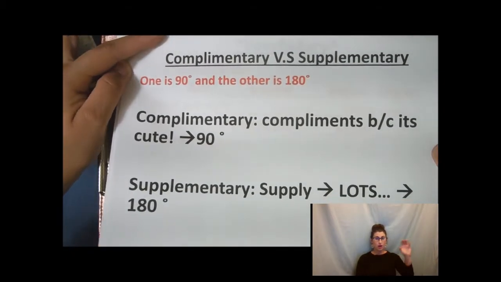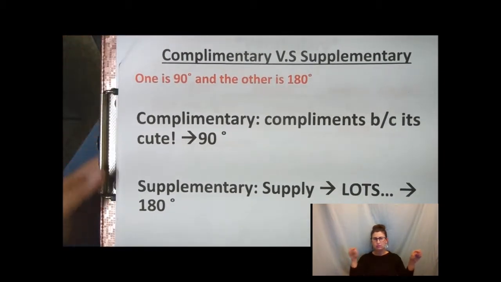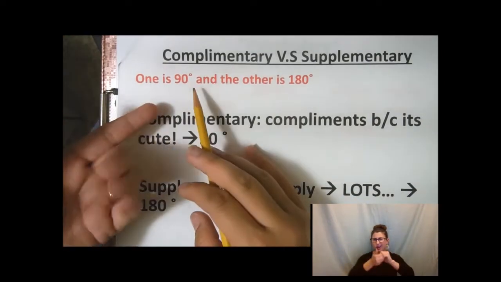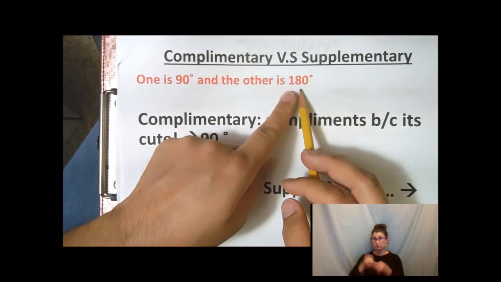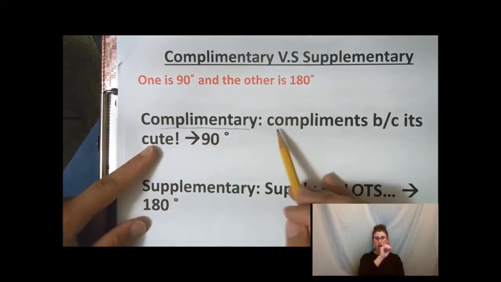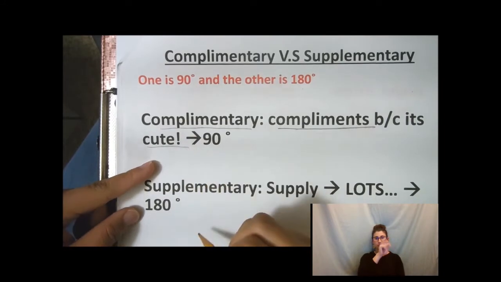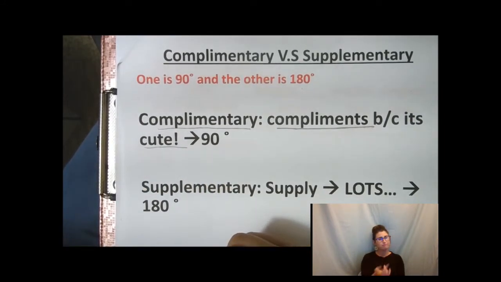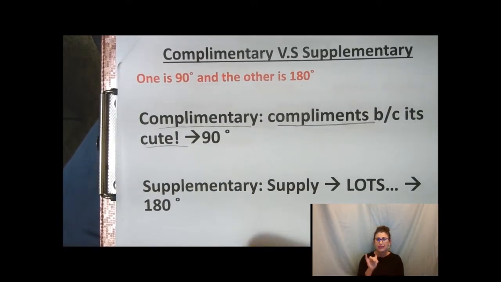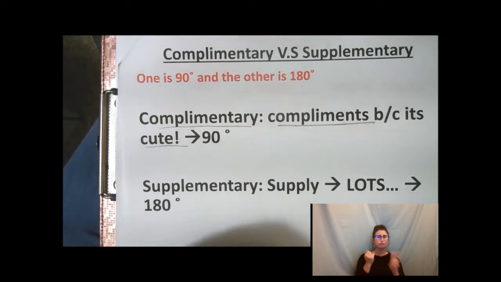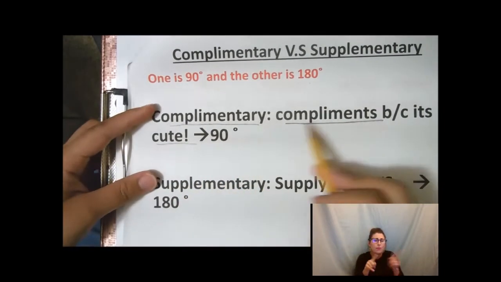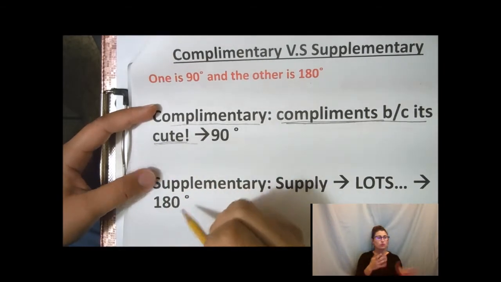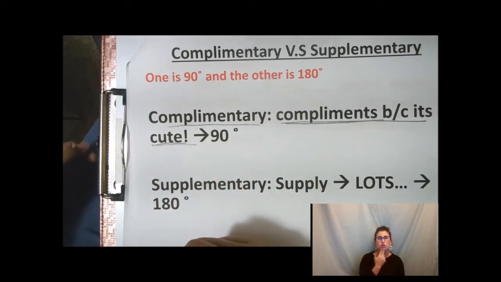So complementary versus supplementary: how do you remember the difference between the two? One adds up to exactly 90 and one adds up to exactly 180. Complementary, think about compliments, because it's cute. Usually if you have a younger sibling and you're walking down the street, somebody will say, "Oh, how cute your baby brother or sister," and they forget about you. Compliments, because they're cute and smaller. People usually associate smaller things as being cute.